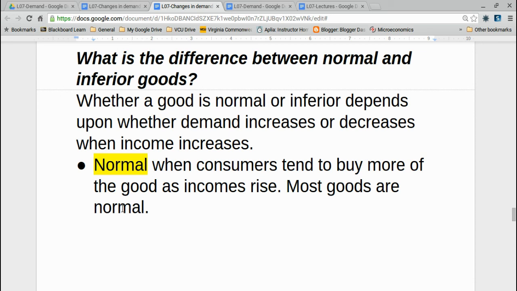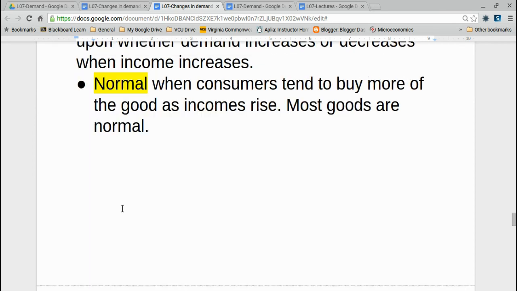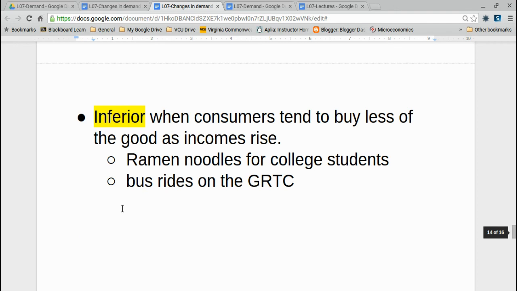A good is normal when consumers tend to buy more of the good as incomes rise. Most goods are normal. A good is inferior when consumers tend to buy less of the good as incomes rise. Here are a couple of possible examples. Ramen noodles for college students. If you get a raise, will you start eating more ramen noodles? Or will you start buying fewer ramen noodles and more mac and cheese and other more expensive types of meals?